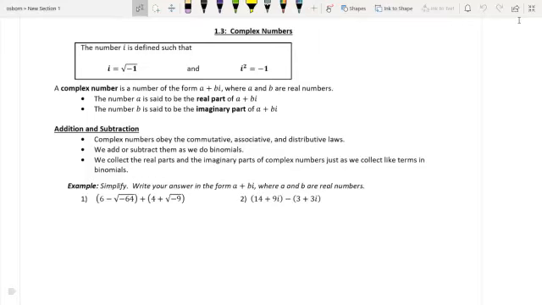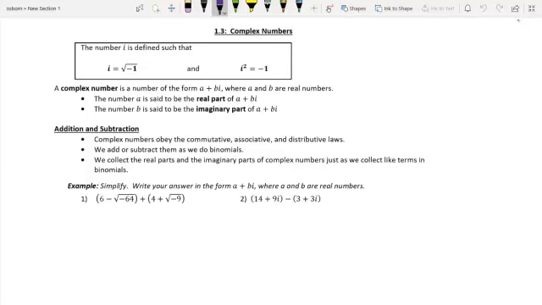1.3 complex numbers. The number i is defined such that i is equal to the square root of -1, and i squared is equal to -1. A complex number is a number of the form a plus bi, where a and b are real numbers. The number a is said to be the real part of a plus bi, where the number b is said to be the imaginary part.